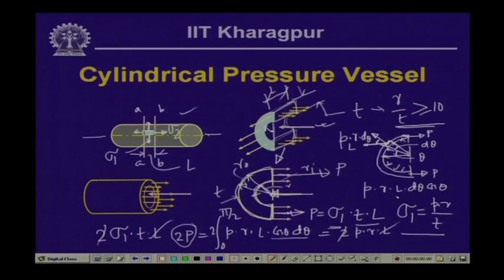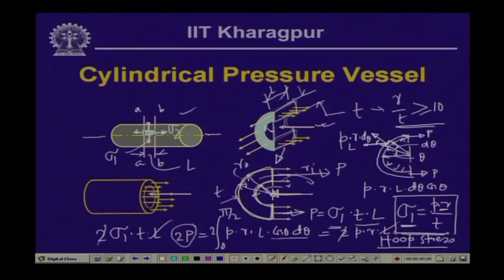Now, this sigma 1 is called the circumferential stress, as it is acting along the circumference of the cylinder, or sometimes we call this the hoop stress. So the circumferential stress or hoop stress is equal to P R by 2 T. This stress sigma 1, since it is acting along the circumferential direction, we call a circumferential stress or hoop stress, where P is the internal pressure, R is the radius of the cylindrical vessel, and T is the thickness of the wall.